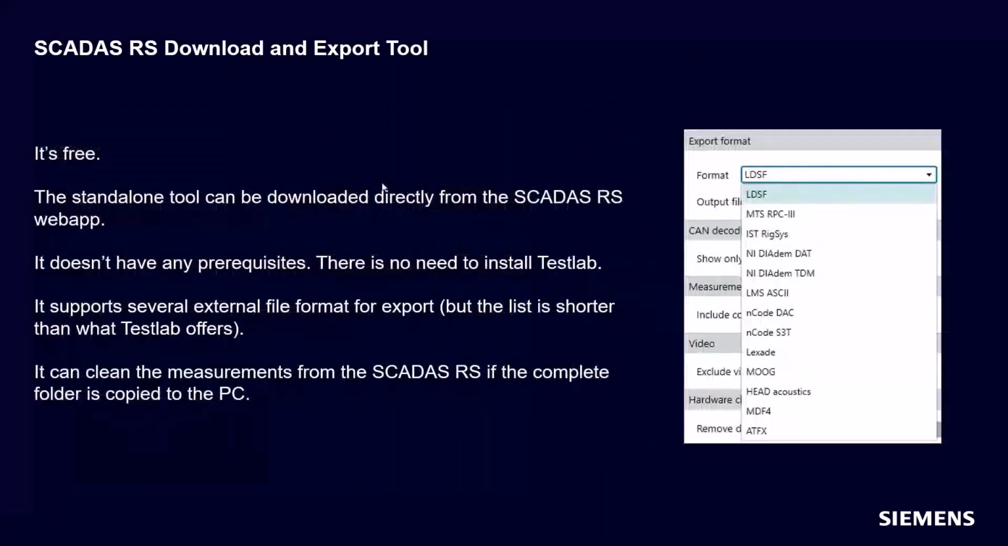This tool can be downloaded directly from the SCADAS RS web app, so there's no need to go to any particular website to download this tool. There's no need to install Simcenter Test Lab or the recording workbook. And again, it allows us to do some file cleanup on the SCADAS RS if the entire measurement folder is downloaded. This is the list of files that are currently supported on the tool. Recently, we've added SIE to the list of supported files in this tool as well.